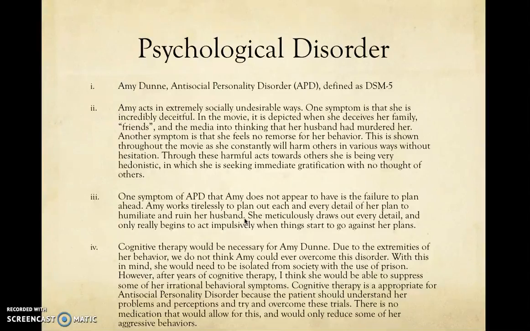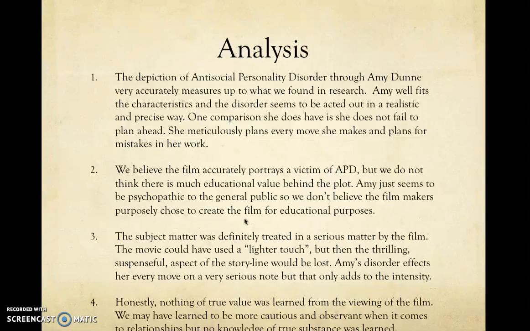She meticulously draws out every detail and only really begins to act impulsively when things start to go against her plans. Cognitive therapy would be necessary for Amy Dunn. Due to the extremity of her behavior, we do not think Amy could ever overcome this disorder. With this in mind, she would need to be isolated from society with the use of prison. However, after years of cognitive therapy, I think that she would be able to suppress some of her irrational behavior symptoms. Cognitive therapy is appropriate for antisocial personality disorder because the patient should understand her problems and perceptions and try to overcome these trials. There is no medication that would be used for this, and it would only reduce some of her aggressive behavior.